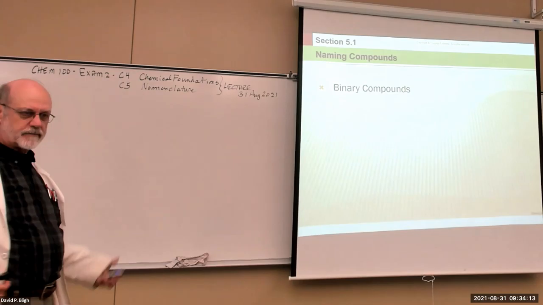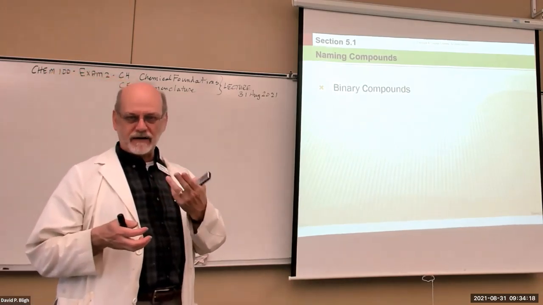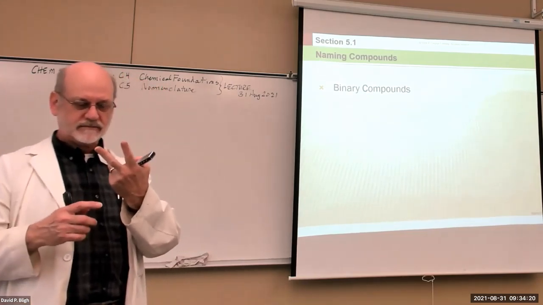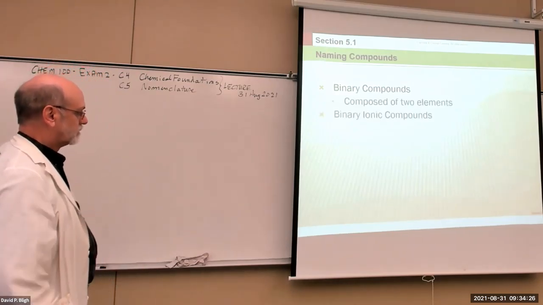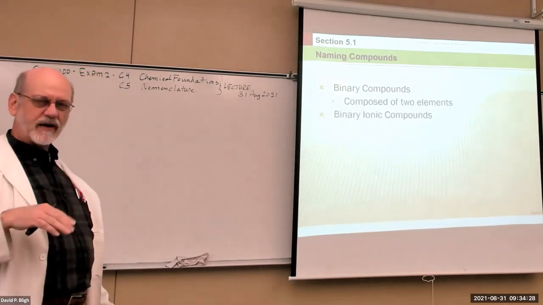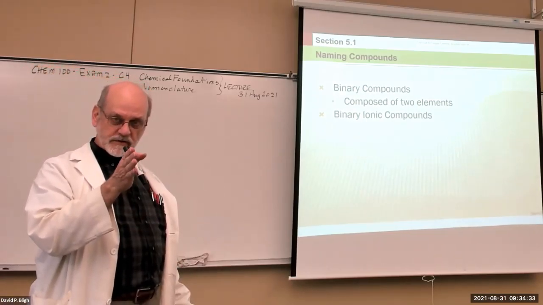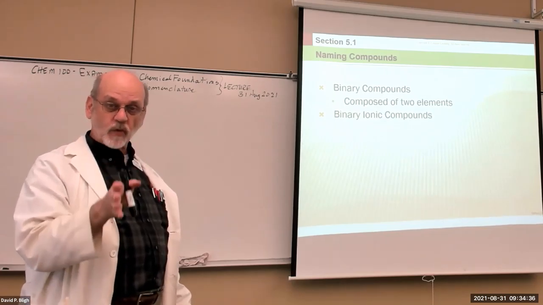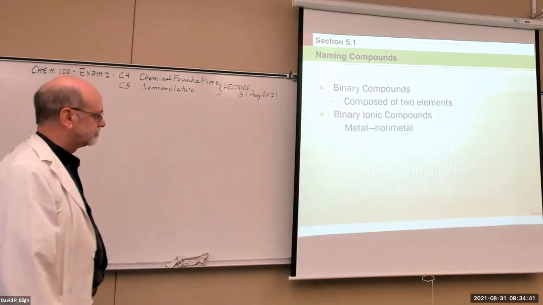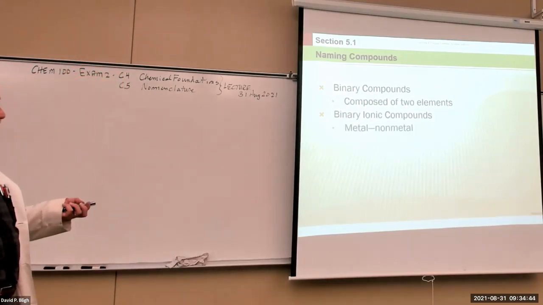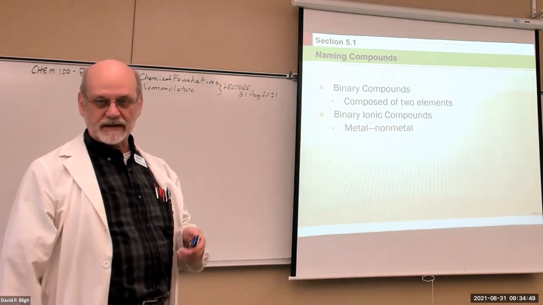So when you name a compound, we're going to start really simple. The simplest form of compound is binary. That is, it has two elements. Okay. We're going to start off with binary ionic compounds. In other words, we know that there's at least one cation, at least one anion combined, sometimes more. So they're always composed of metals and nonmetals because the cations form from metals and the anions form from the nonmetals.